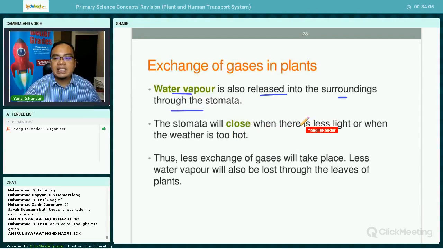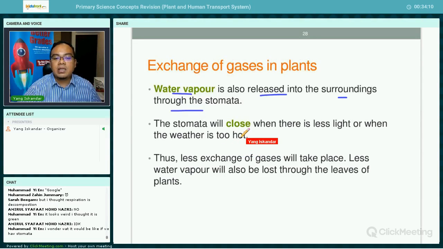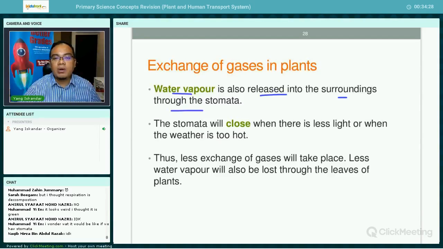The stomata will close when there is less light or when the weather is too hot. This is a kind of adaptation. When there's less light, there is less photosynthesis, and when the weather is too hot, closing the stomata means the plant will not lose too much water. If the plant loses too much water, it will wilt and die, especially where water is very scarce, like the desert. Thus less exchange of gases will take place and less water vapor will be lost through the leaves of the plants.